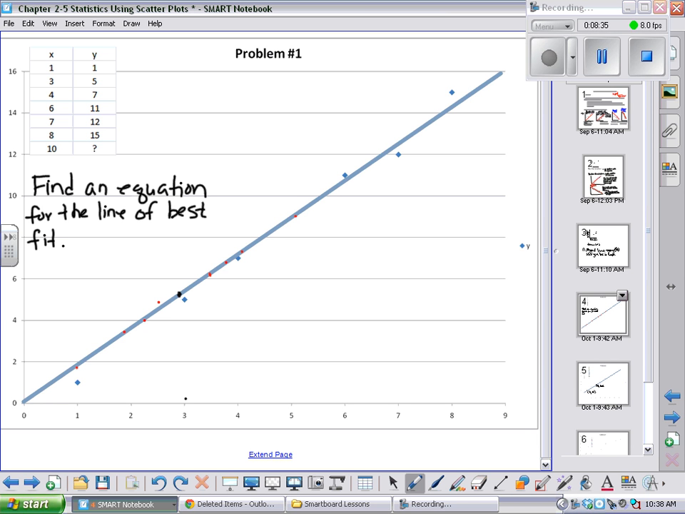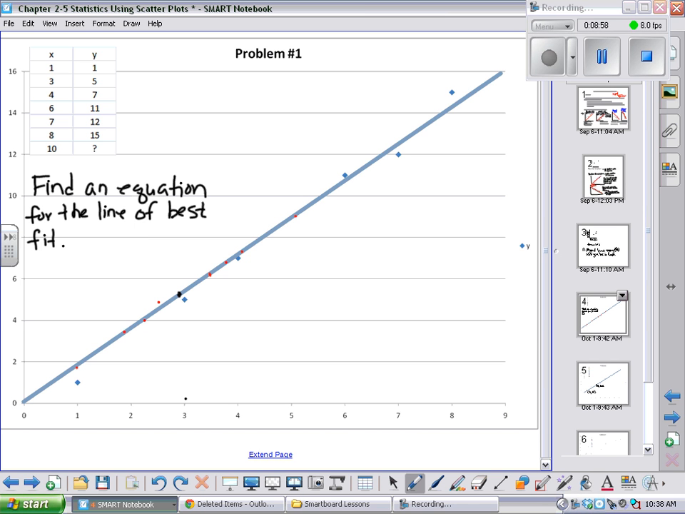The equation for the line of best fit is important because we can use that to make predictions about other variables. For instance, in our table, x only goes up to 10. We can make a prediction about what would happen if x was 20, if x was 100, or if x was 50. So that's the whole point of writing the equation of the line.